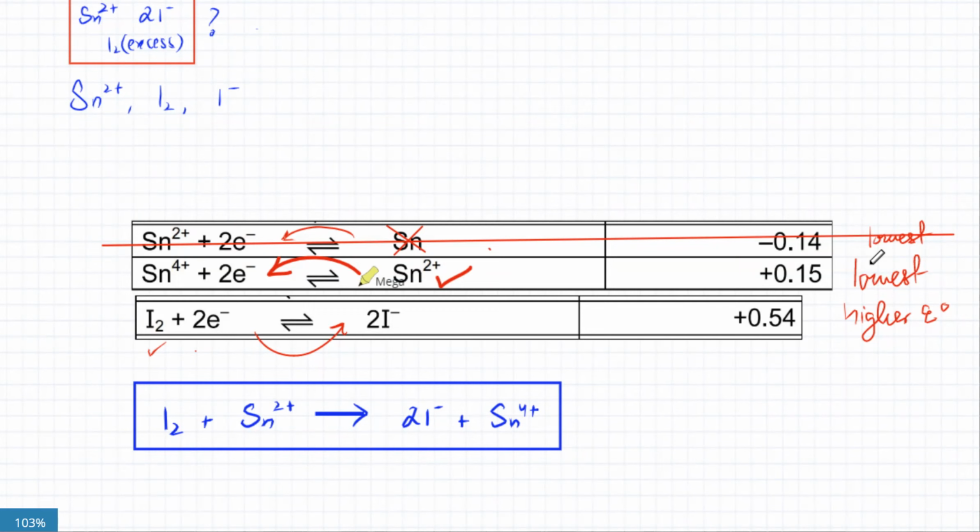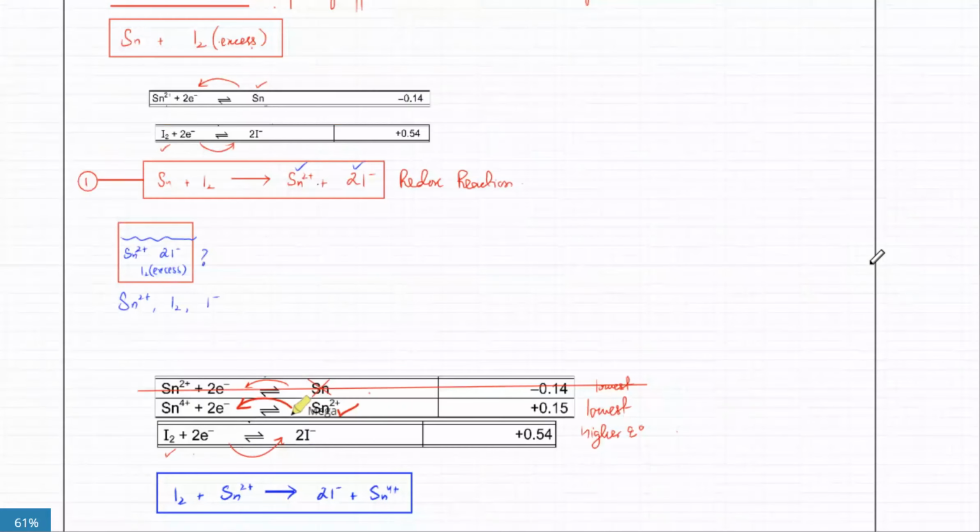E° cell is also positive. So you have another reaction. So what's going on is, here's your second reaction now. Okay, that's reaction number 2.